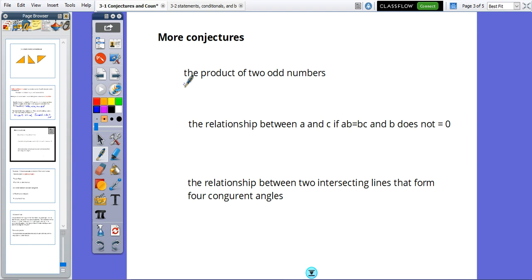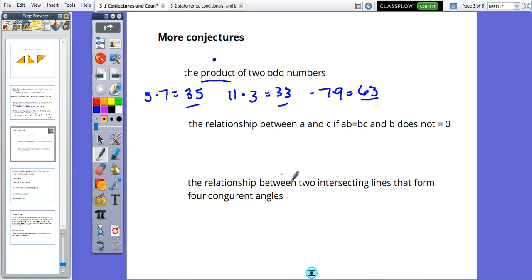Now, other things that happen, more mathematically speaking. We say, hey, the product of two odd numbers. You say, well, what do I do with that? You're going to have to make some assumption based off what we know. Remember, the product is the answer to a multiplication problem. So let's pick some random odd numbers. 5 and 7 give us 35. 11 times 3 gives us 33. 7 times 9 is 63. So what assumption do we make about all these? They are all odd.